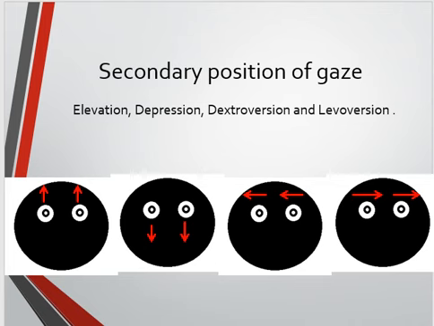Similarly, dextroversion, dextro means right, version is just a binocular movement. So when the person is looking to the right, that is dextroversion, and when the person is looking to the left, that is called levoversion. So the secondary positions of gaze are elevation, depression, dextroversion, and levoversion.